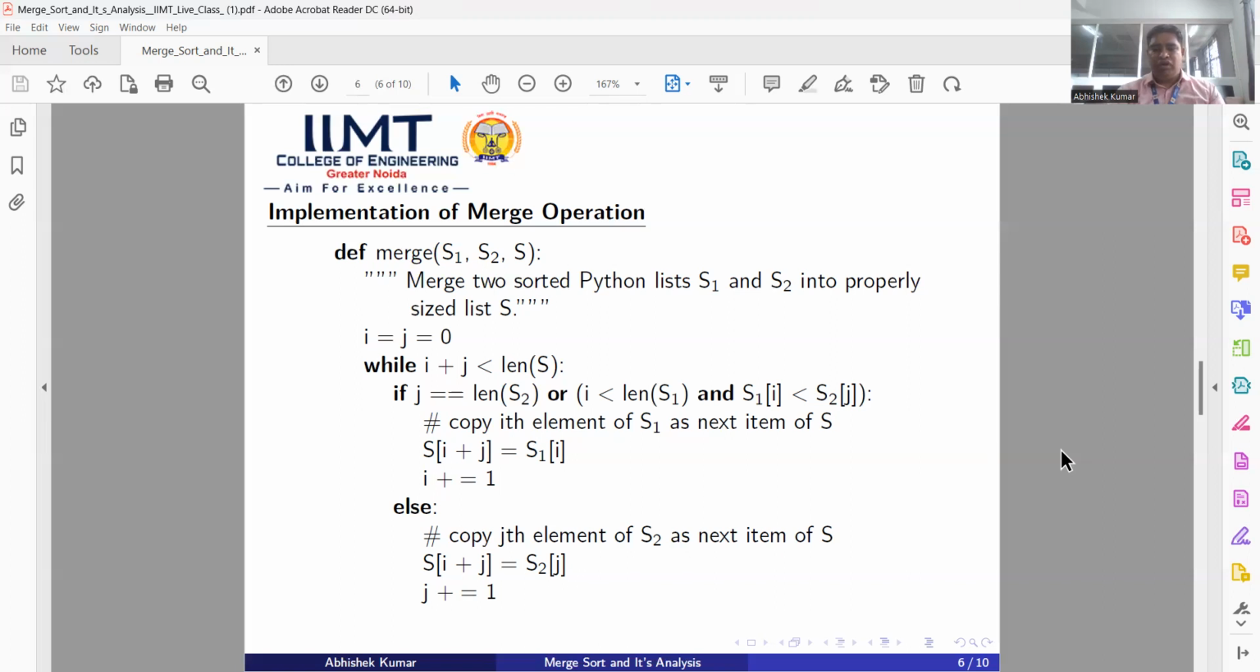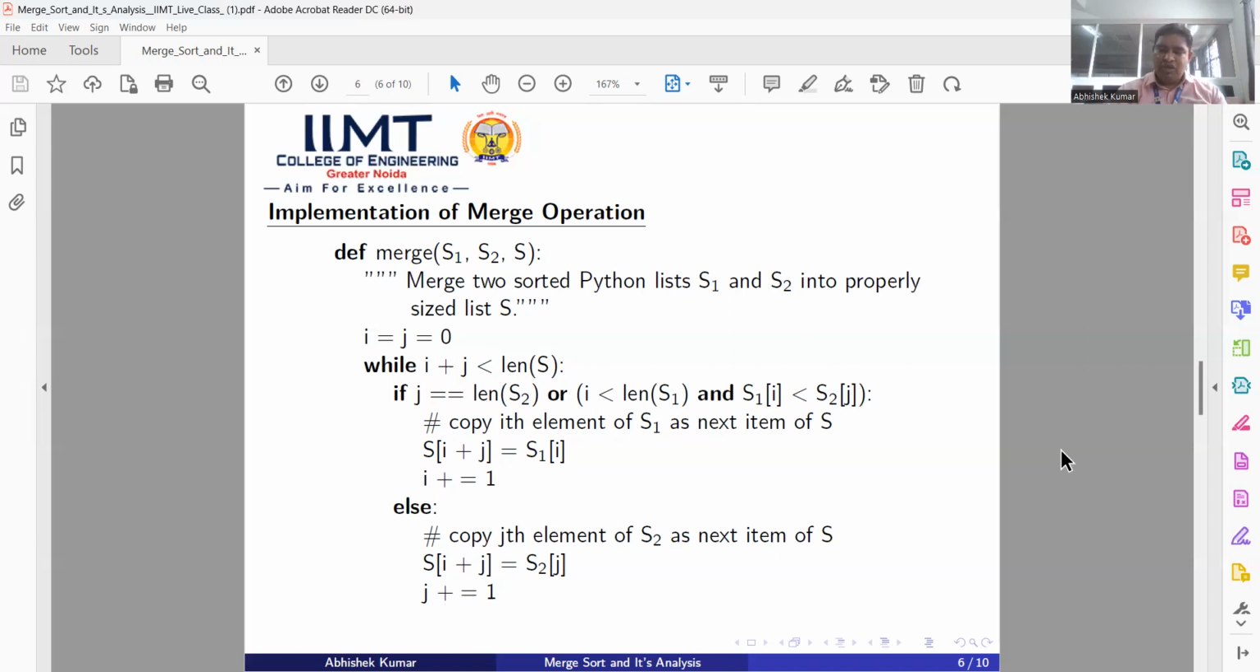So here in that case, what will happen if j, that means j is the index of sequence S2? So if j is equal to length of S2, or if i is less than length of S1 and S1[i] is less than S2[j]. So in that case, what will happen?